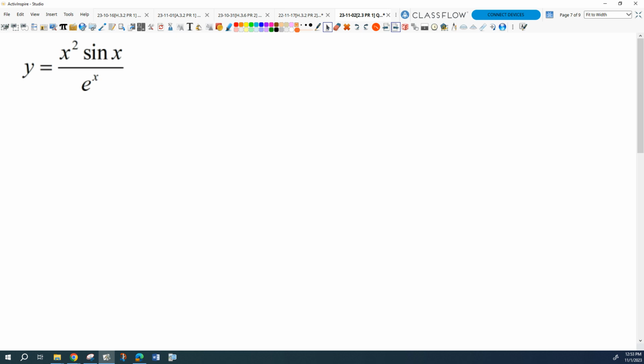There's a product rule embedded within the quotient rule, right? The numerator is a product. So when we do low D high minus high D low, D high is going to involve what rule? Product rule, right? Okay. So let's do this one.